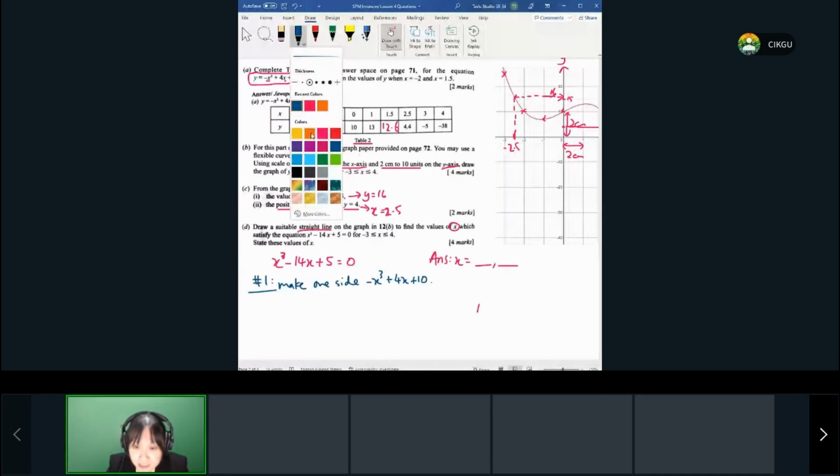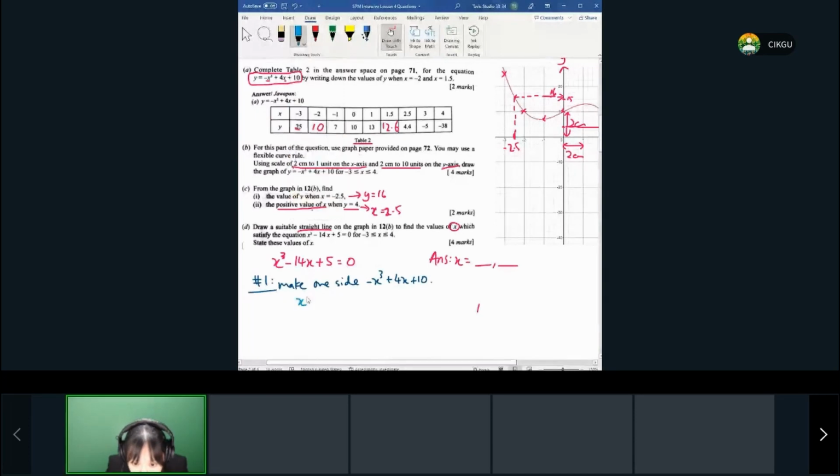Okay, let me change to another color. So let me copy the equation that they gave us. Okay, this one. Let's check, is it the same? First thing first, obviously it's not the same. Look at this. This one is positive x cubed, but I wanted negative x cubed. I say make one side to be this one. I wanted negative. So first thing first, how to make it negative?